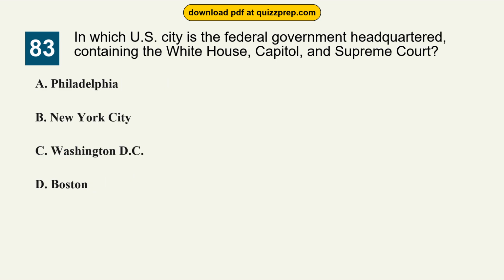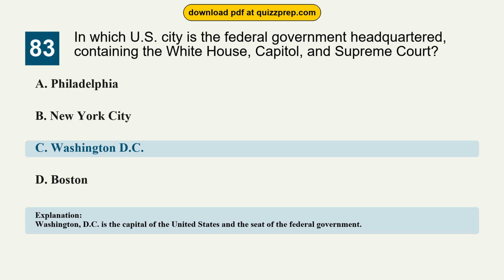Question 83. In which U.S. city is the federal government headquartered, containing the White House, Capitol, and Supreme Court? Option A, Philadelphia. Option B, New York City. Option C, Washington, D.C. Option D, Boston. The correct answer is option C, Washington, D.C. Washington, D.C. is the capital of the United States and the seat of the federal government.